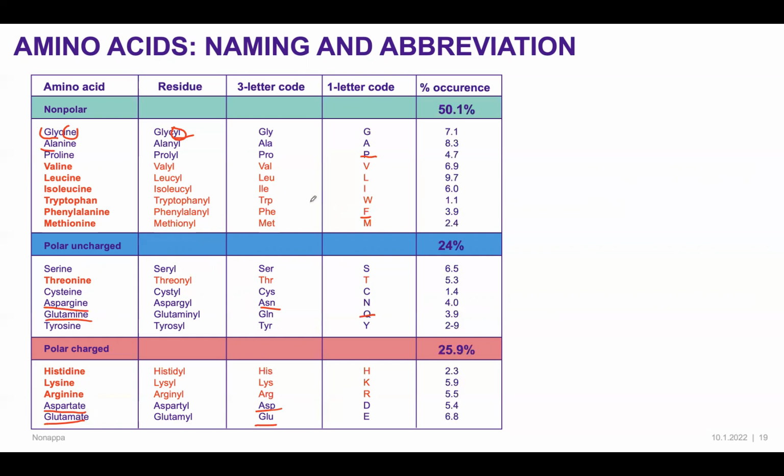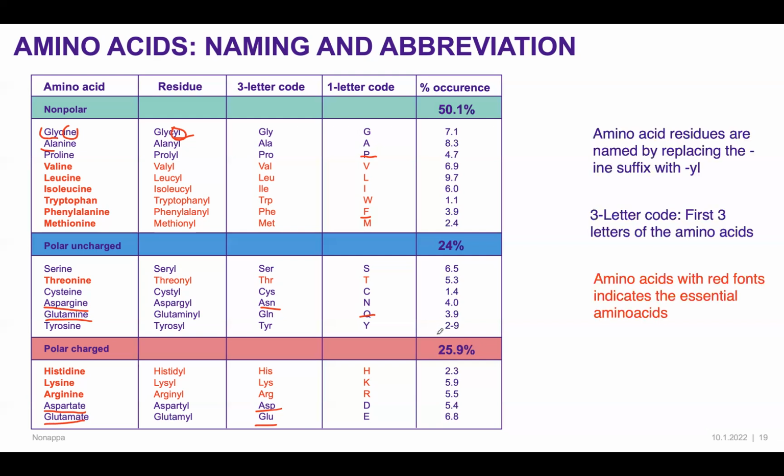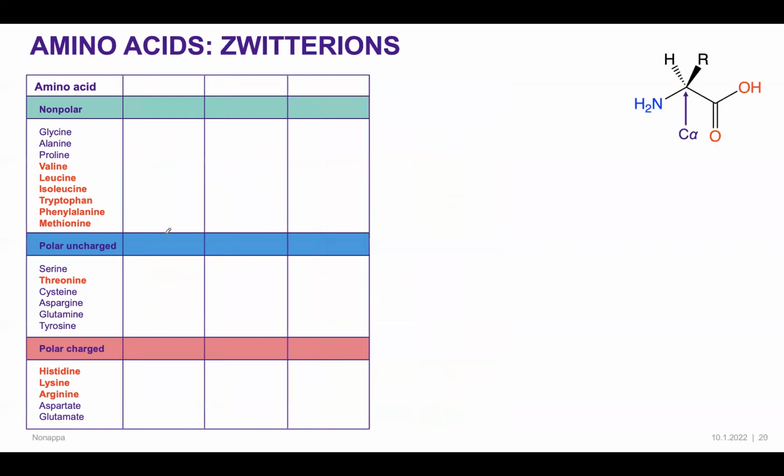If you look into the composition and percentage occurrence, 50% of the amino acids are nonpolar, and only 24% of them are polar uncharged, and 25% to 26% of naturally occurring amino acids are polar charged. The amino acids shown here in red font are essential amino acids.